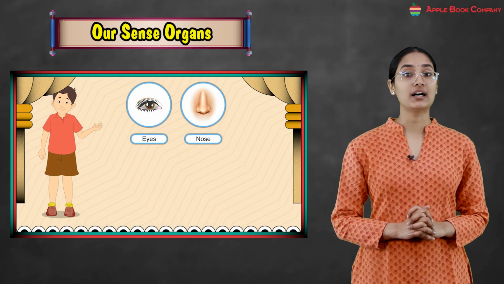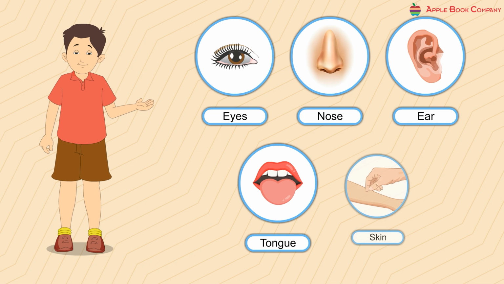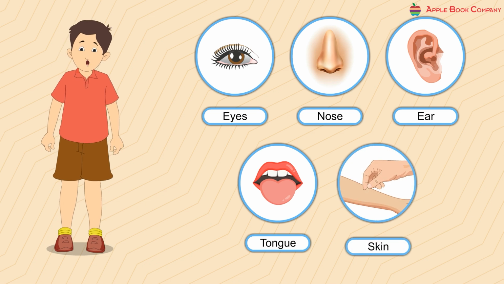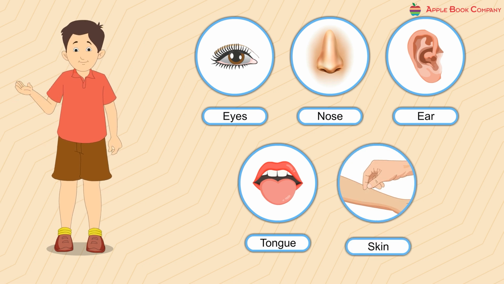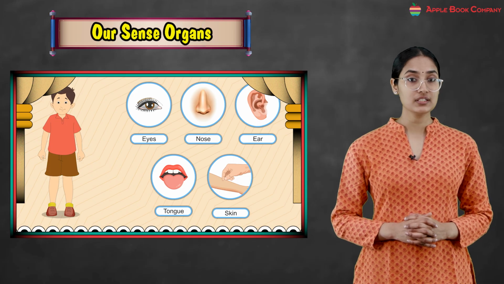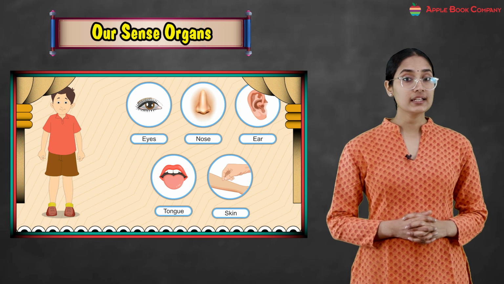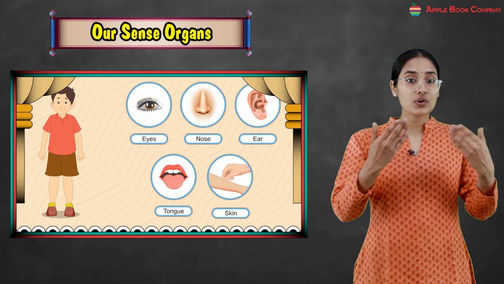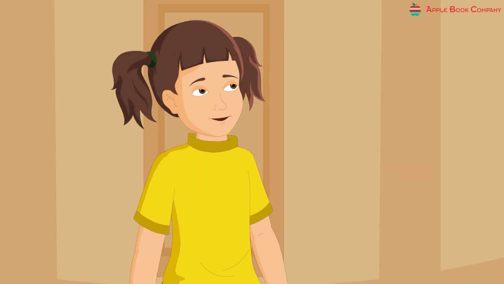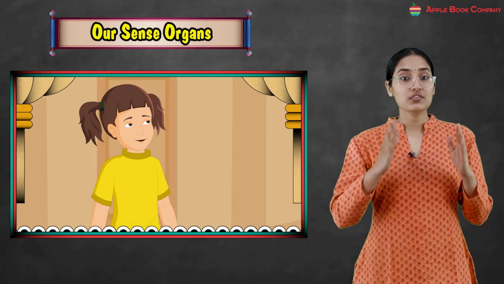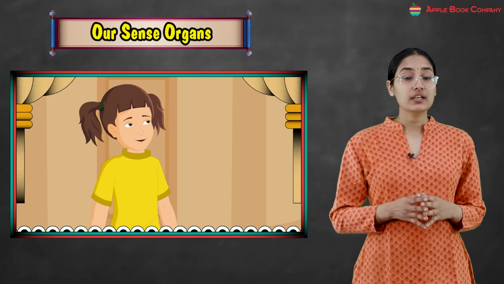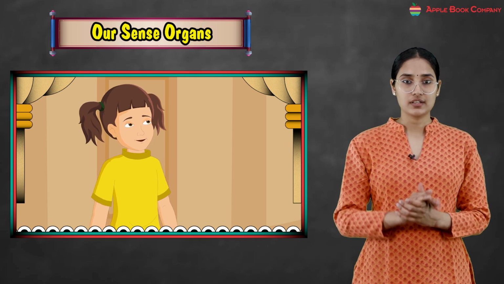Now let's learn about our sense organs. So we have how many? 5 sense organs. They are the eyes, ears, nose, tongue and the skin. They help us to know the world around us. So students, we all have how many? 5 sense organs, right? And they help us to know the world that we see, right? Like we have 2 eyes. Our eyes help us to see, right? Whenever we see outside, we get to know about the place, right?